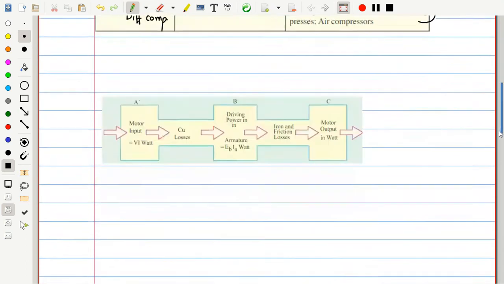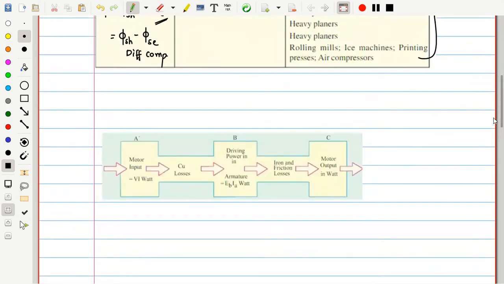After seeing these characteristics, this we already saw for the generator, but in reverse way. So let me tell you the power stages in a motor. We said that motor input is electrical, which is equal to V into I. The applied voltage is V and the current is I. Immediately the electrical losses take place, which is equal to copper losses, Ia square into Ra and Ish square into Rsh, or If square into Rf.